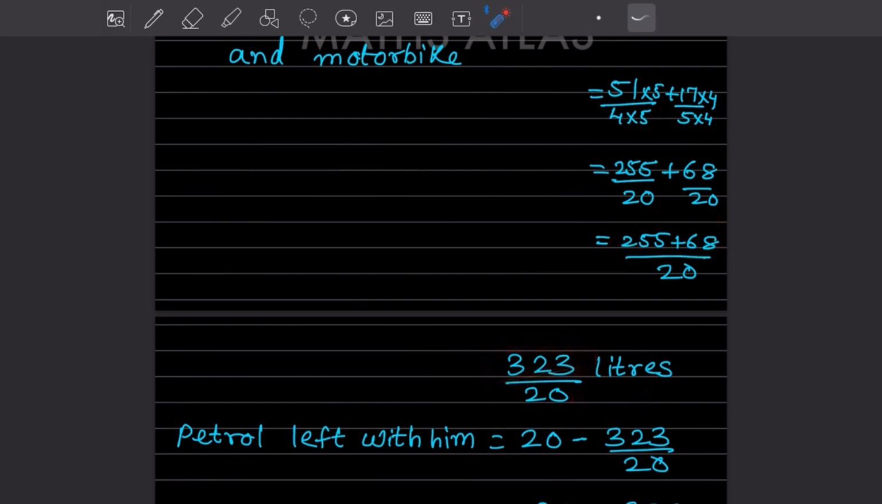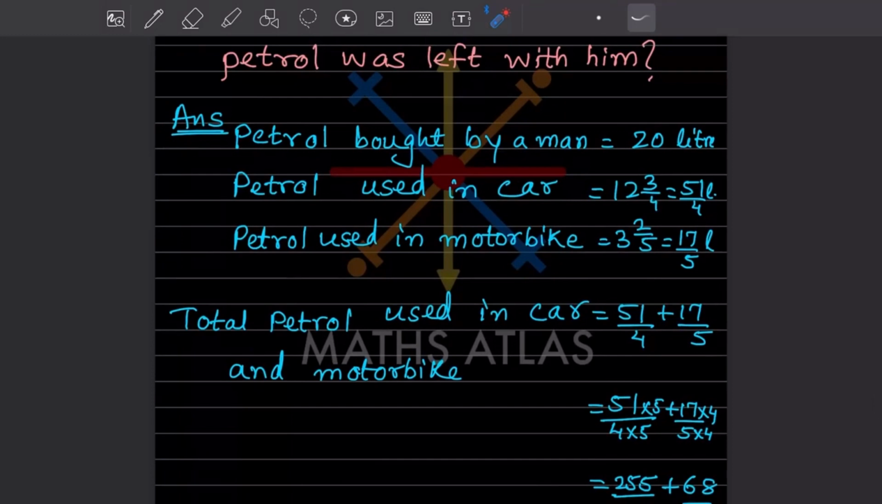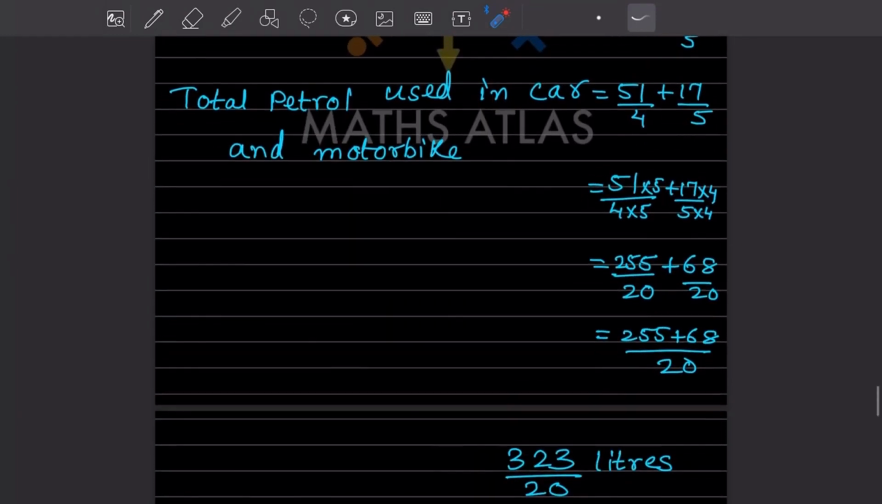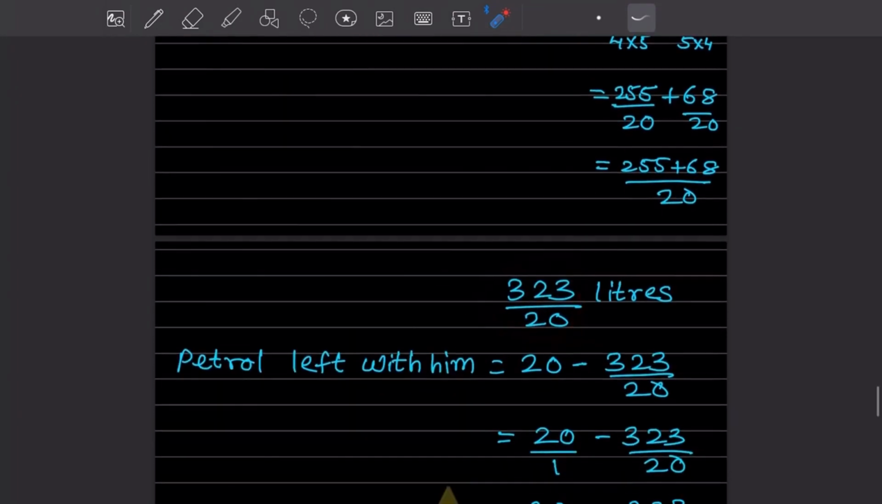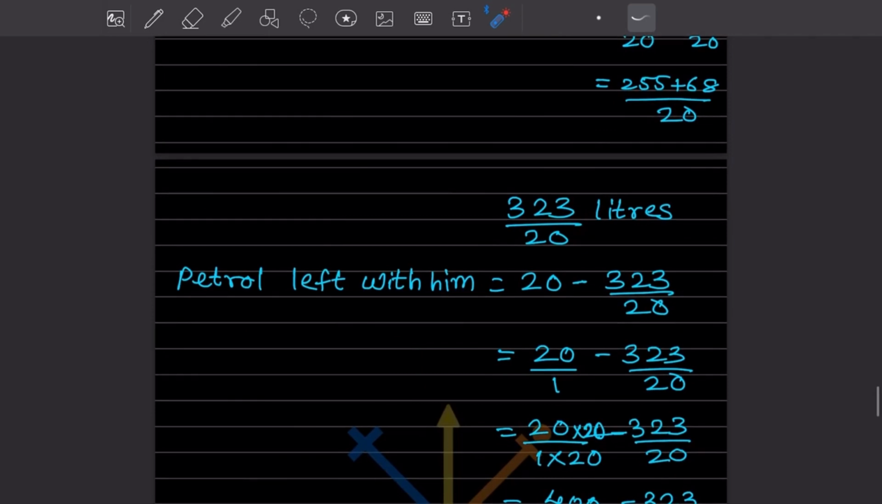So now we want the petrol left with him. 20 was already there, he bought it, and out of this much is used, isn't it? So now 20 minus this you are going to subtract. So again, what are you going to do? You will put here 1. And here this 20. It is easy to find the LCM for this one. Just multiply by 20 to make it 20.